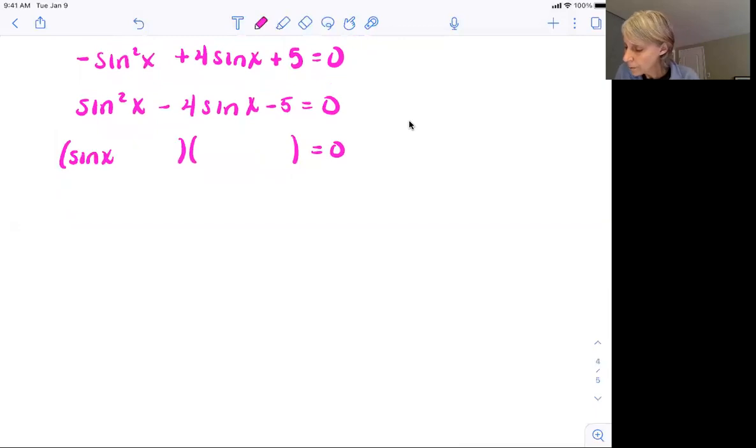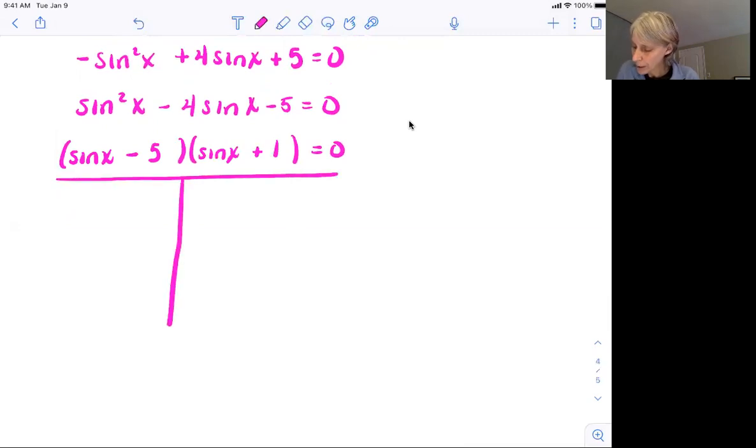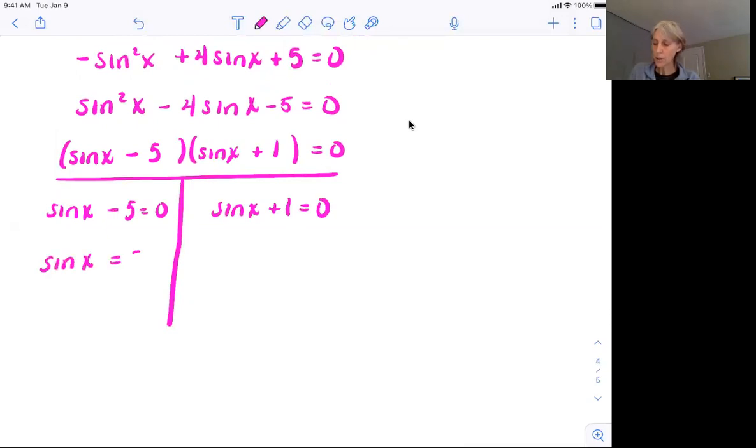So sine x, two numbers that multiply to negative 5 and combine to give me negative 4: negative 5 and plus 1. Sine x minus 5 equals 0, and sine x plus 1 equals 0. Sine x equals 5. Well, remember, this is the angle whose sine is 5. What do we know about that number if it's bigger than 1? No solution. If you don't trust yourself, sure, go ahead, plug it in the calculator, but it's not going to be a solution.